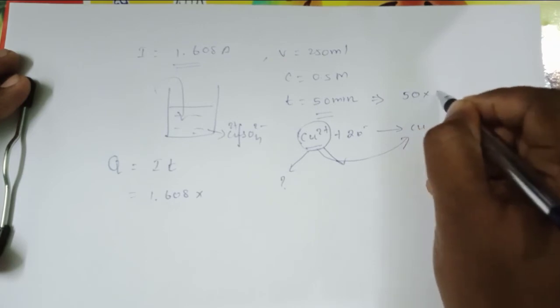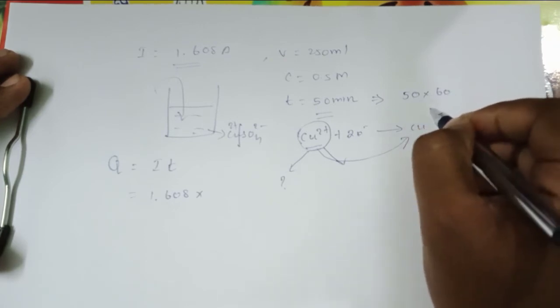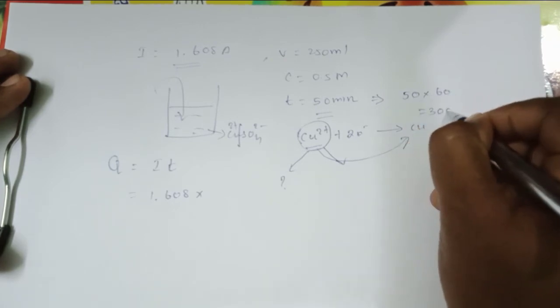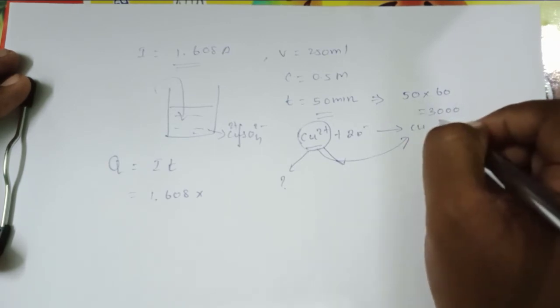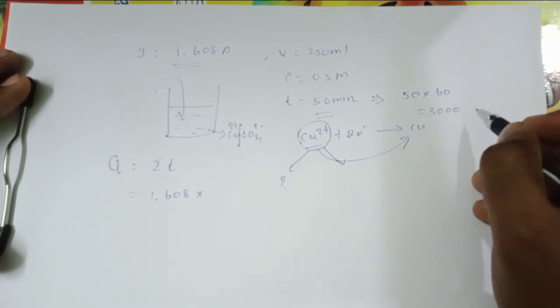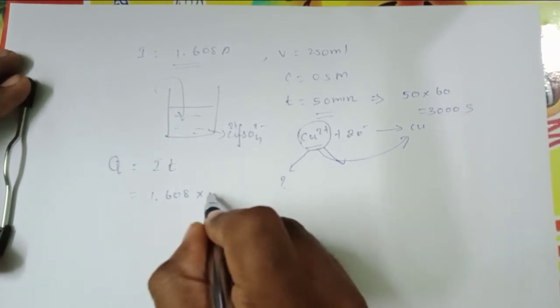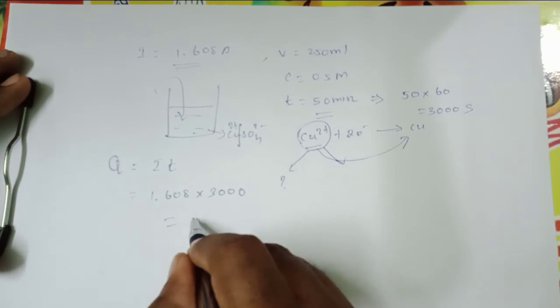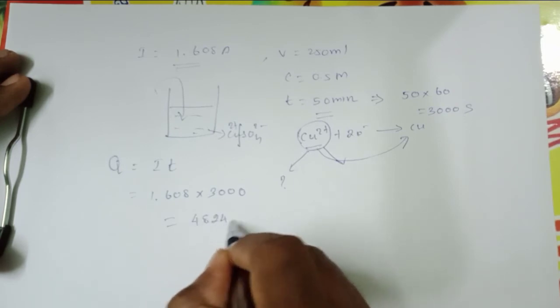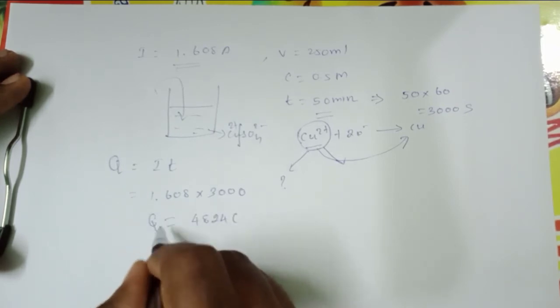So 50 into 60, you will get 3000. Don't think 50 into 60 is 300; 5 into 60 is only 300. So 50 into 60 is 3000 seconds. So when you multiply both, you will get the value of 4824 coulombs of current. So this much amount of current is passed.